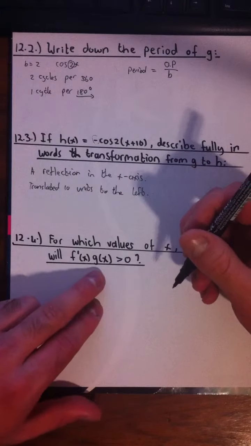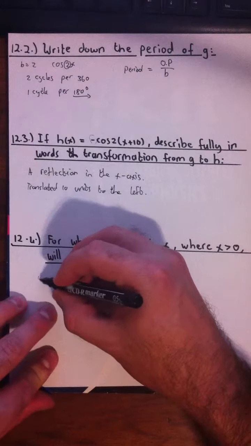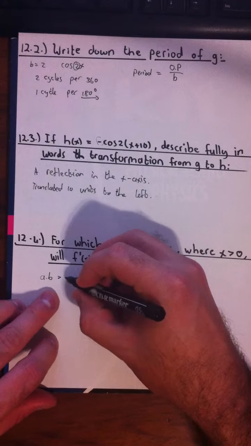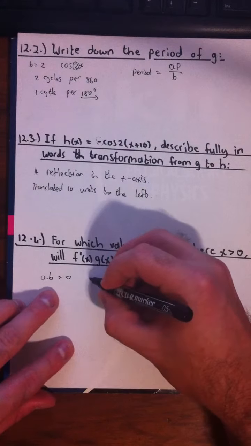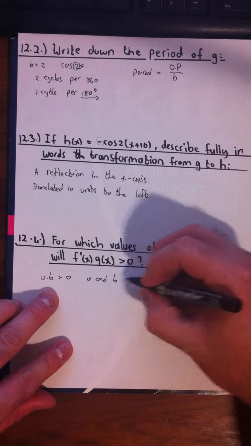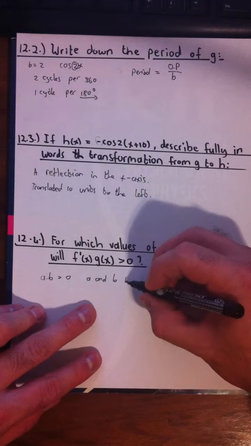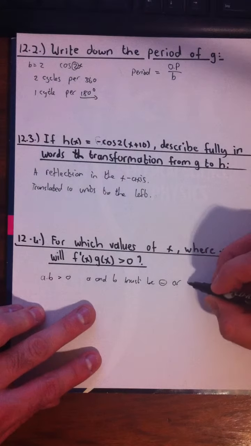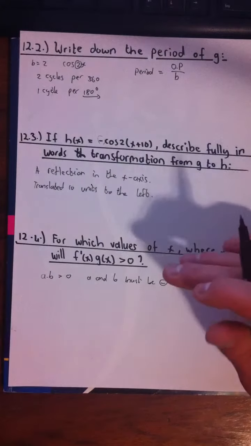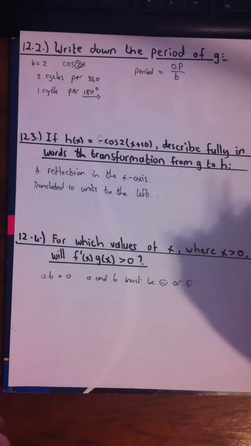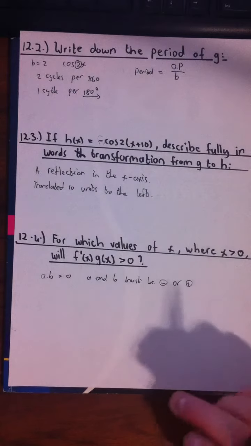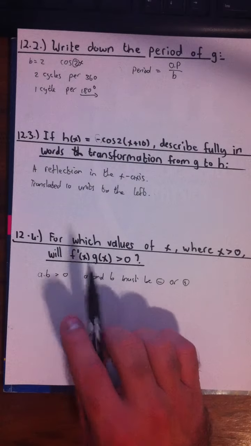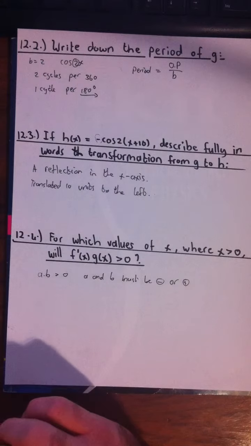And we know if we multiply two things together, let's say we multiply a and b together, in order for that to be positive, a and b must both be negative, or they must both be positive. Negative times a negative gives you a positive, and a positive times a positive gives you a positive. So that's what we're going to look for. We're going to look where the derivative of f and the graph of g are both positive or both negative.